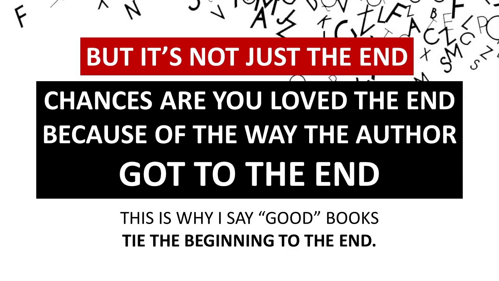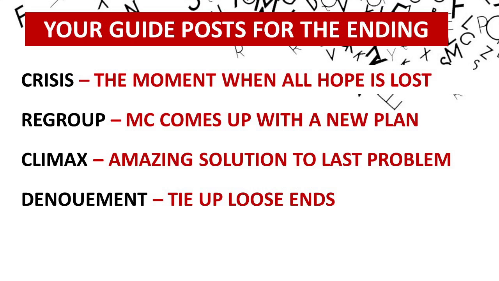So once again, your guidepost for the ending. The crisis is the moment when all hope is lost. The regroup is when the main character comes up with a new plan to solve the crisis. The climax is when they put that amazing solution into action, and solve the last problem, and the denouement is when they tie up the loose ends.